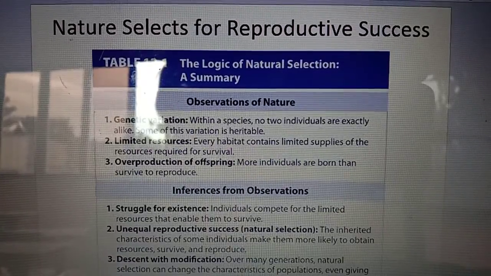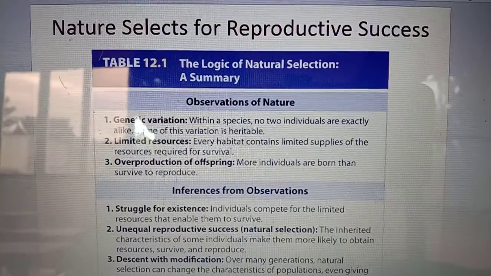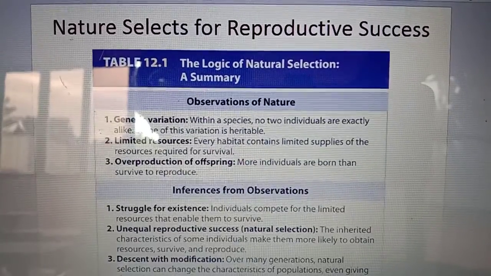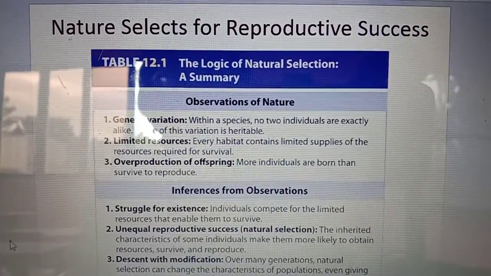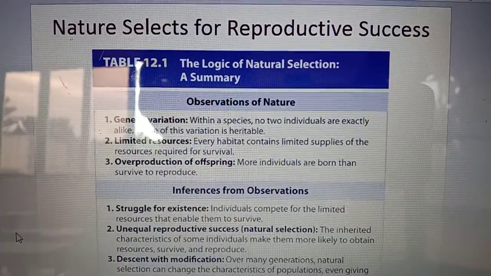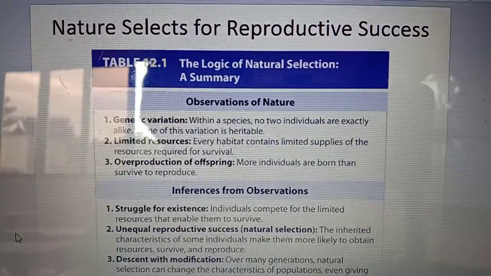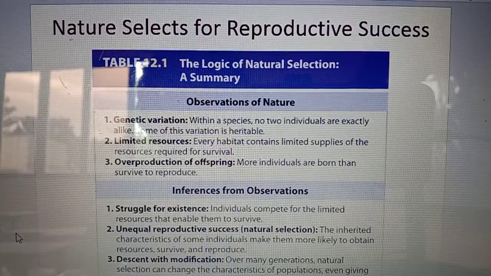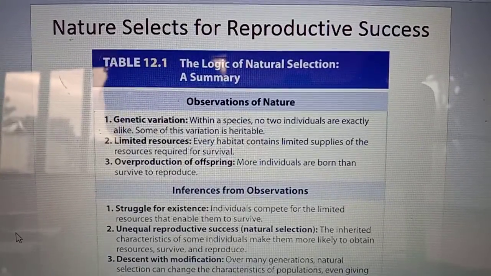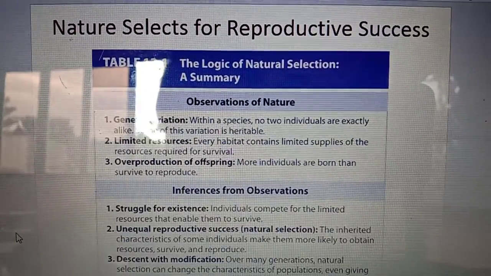Okay, here is the summary of the logic of natural selection. In the observations of nature, there is what we call genetic variation. There are also limited resources, and there is also overproduction of offspring. The inferences from observations are, first, struggle for existence, next, unequal reproductive success, or natural selection, and third, descent with modification.